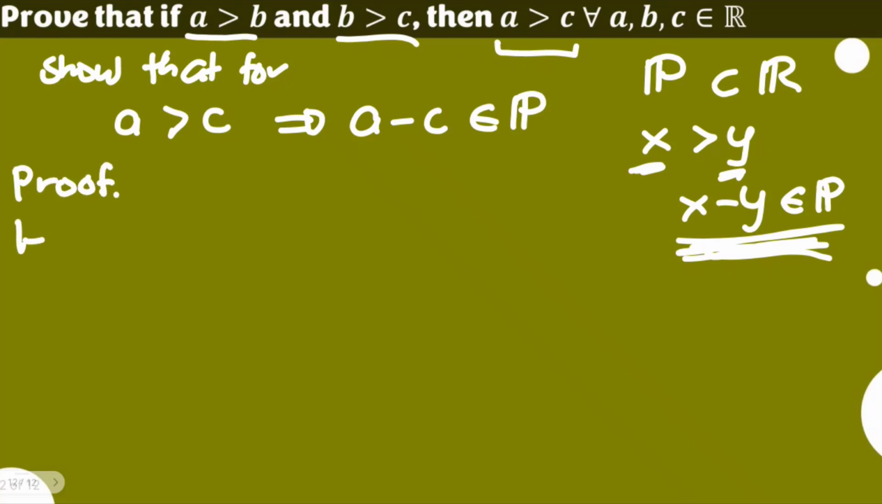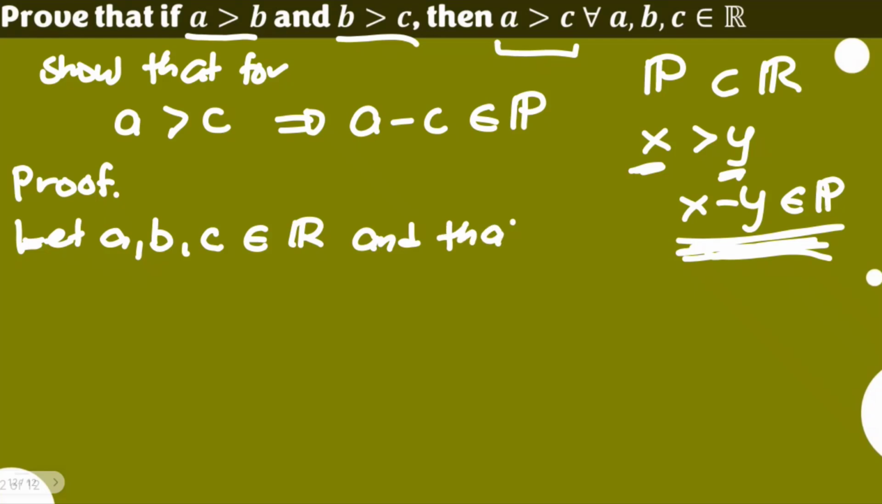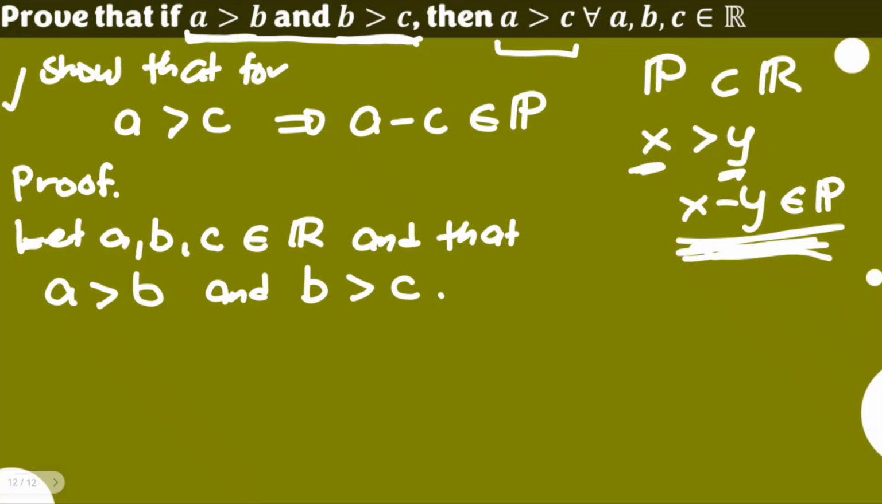Of course, we let A, B, and C be elements of real numbers, no matter how small or how large they are. And we come up with this assumption: A is greater than B and B is greater than C, because they're all part of the assumptions. What we're going to show later on, as mentioned, is this portion where A is greater than C, or once we reach this point, then automatically we can say that A is greater than C.